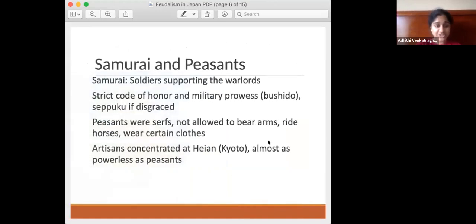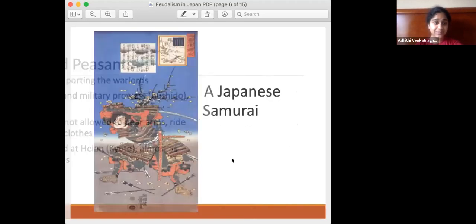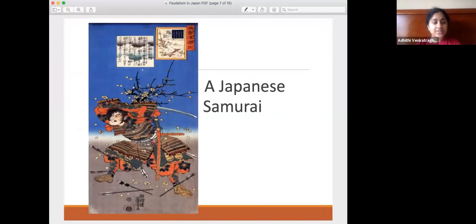Samurai were the soldiers supporting the warlords, and they had a strict code of honor and military prowess. And if they were disgraced, they would be removed. So peasants were serfs. They were not allowed to bear arms, ride horses, or wear certain clothes, and artisans were concentrated at Kyoto, almost as powerless as peasants. This is a drawing, some art of a Japanese samurai. You can take a look at the clothing, the weaponry.